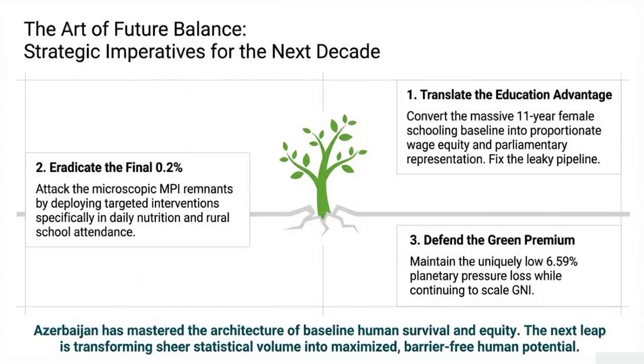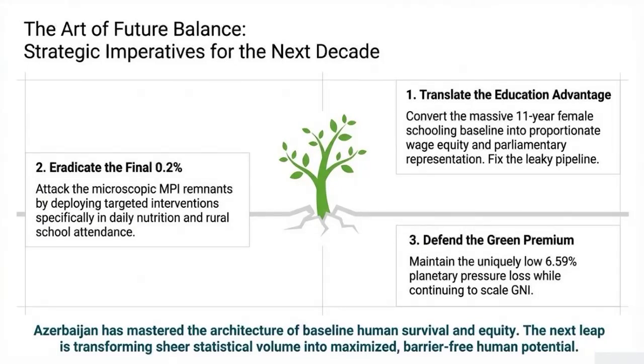Yes. You expect material footprints to skyrocket as a rising middle class buys more consumer goods, builds more concrete infrastructure, and demands more energy. Yet Azerbaijan has managed to decouple its human development peak from severe environmental degradation. They are maintaining a higher HDI than the global average while putting less pressure on the planet than the global average.